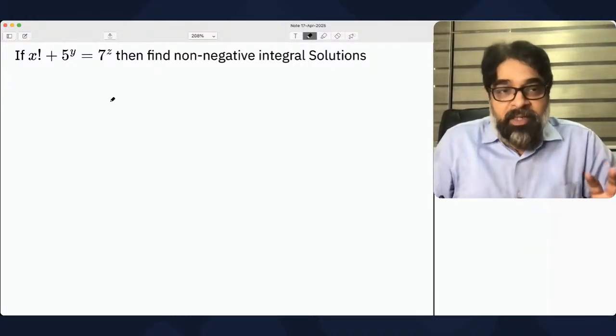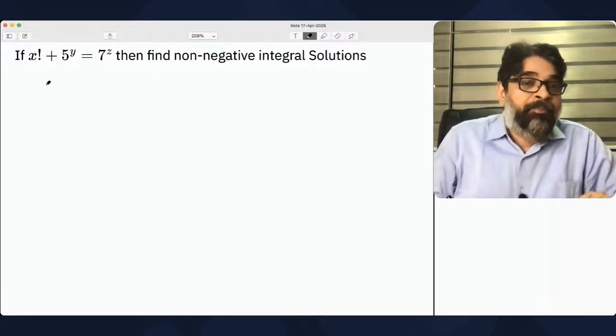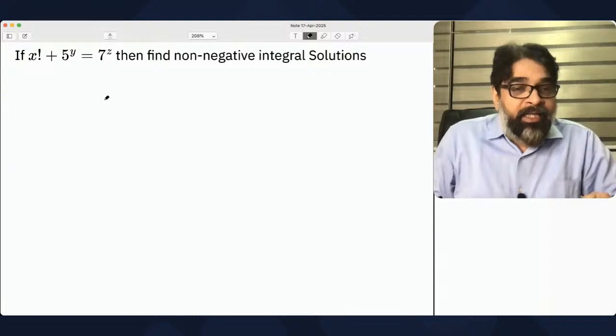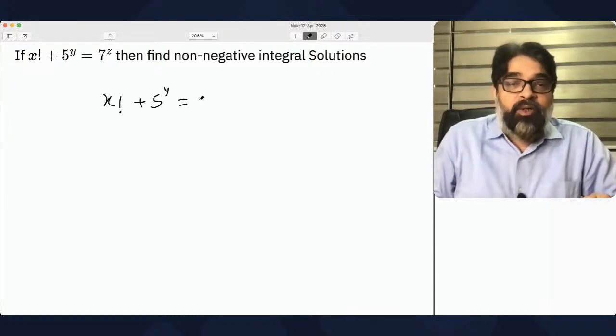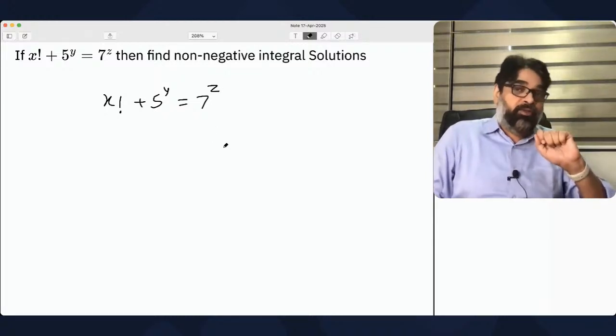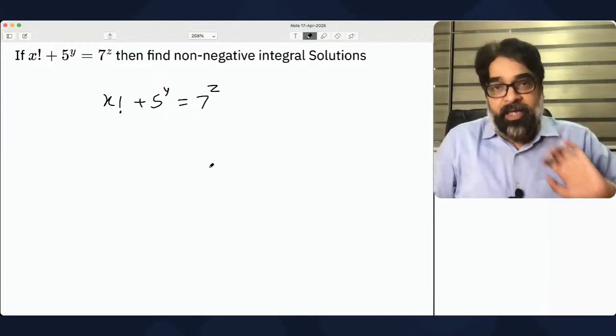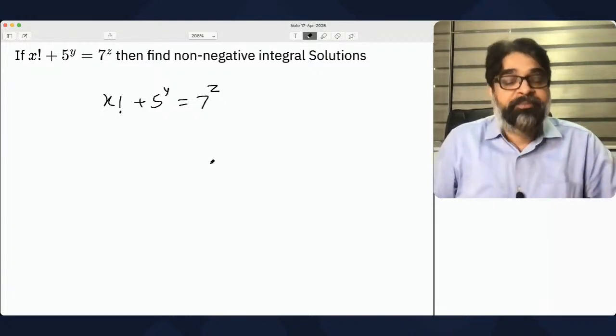I like that. This kind of question, maybe students will have difficulty. Think carefully. It's saying x factorial plus 5 power y equal to 7 power z, where x, y, z are non-negative integral solutions. Non-negative integral solution means it may be 0, but it cannot be negative. 0 or positive integer. Fine.